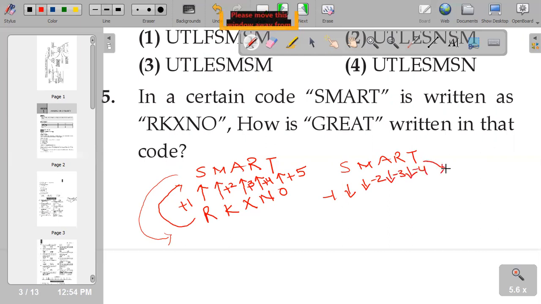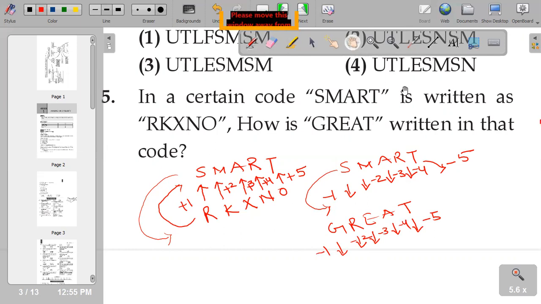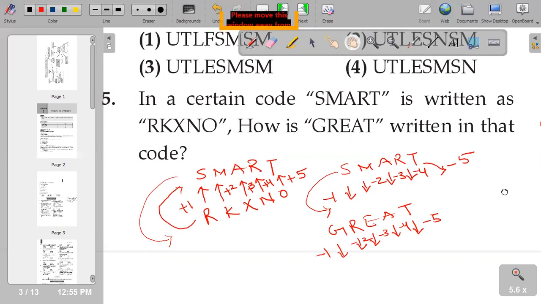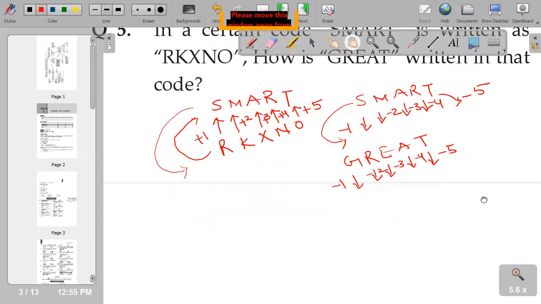That's why I have been saying repeatedly, the both are similar. Only here I am going in the forward direction. So how will great be coded? Great will be coded as T minus 5, A minus 4, E minus 3, R minus 2, Z minus 1. So we will do it through the options. Why? Because it will reduce our time.